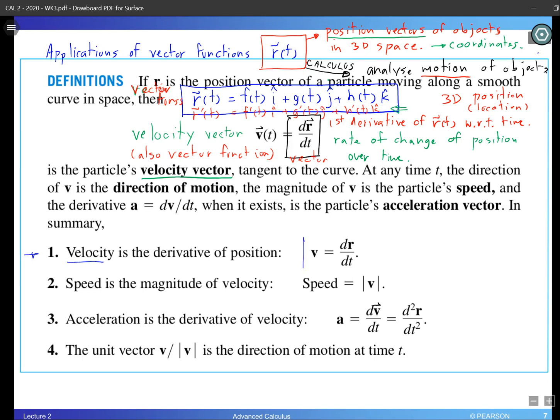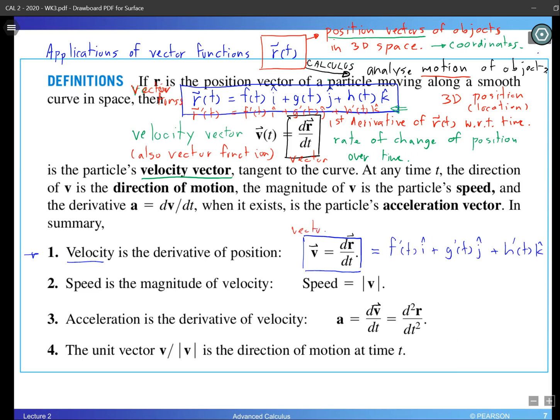So let's make a box around this, and I'm going to write the components of this v again. Once again, v here has to be a vector, and it's going to be equal to f prime of t i plus g prime of t j plus h prime of t k hat. Alright, definitely what you see right here, vector.